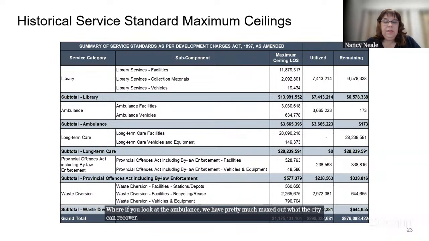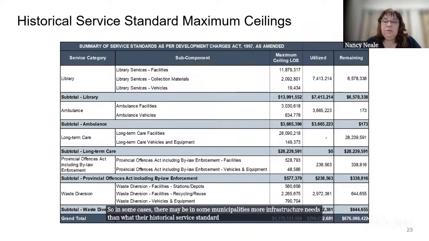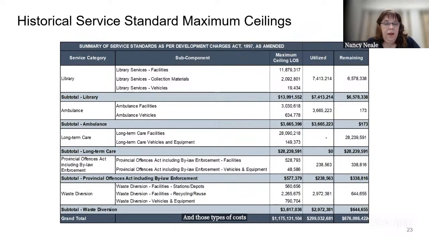So in some cases, in some municipalities, there may be more infrastructure needs than what their historical service standard maximum ceilings would allow. And that doesn't mean that it's not growth related. It just means that the municipality can't collect for it through development charges. And those types of costs would have to look for other funding measures as well.